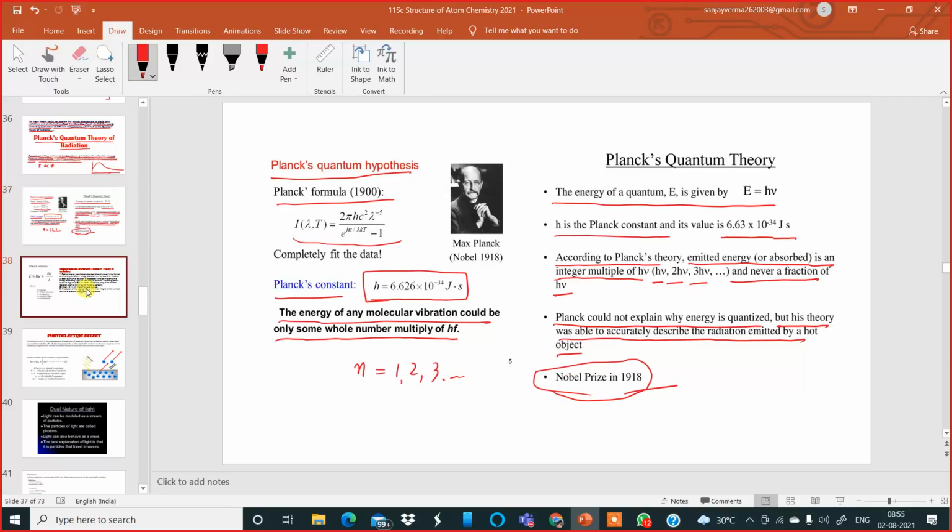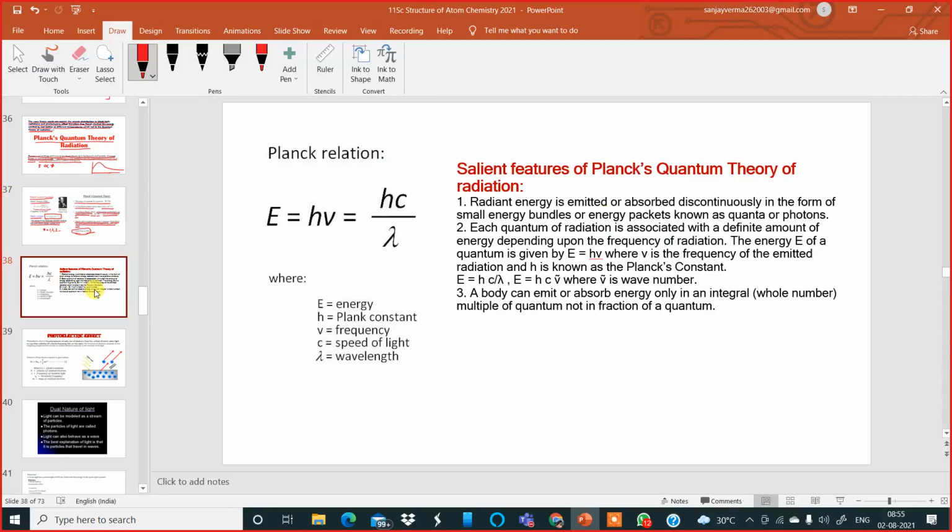Later on, moving to the next slide, he came to a relation, Planck's relation, E = hv or E = hc/λ, because we know this frequency is c/λ. So substituting the value of frequency by c/λ, we get the relation also. So you must know this relation, learn this relation. It is called Planck's relation. E stands for energy, h stands for Planck's constant, 6.6 × 10^-34 joule second. This small v is the frequency, c is the speed of light, and λ is the wavelength.